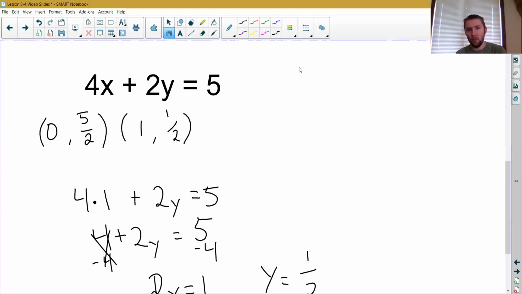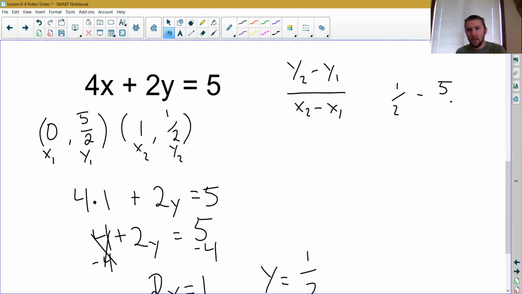Now I'm going to use my formula, which says y2 minus y1 over x2 minus x1 is my slope. This is x1, this is y1, this is x2, this is y2. So my formula says 1/2 minus 5 halves over 1 minus 0. Now again, the bottom of my fraction is 1 minus 0, that's just 1. So again, the top of my fraction is going to tell me the slope.